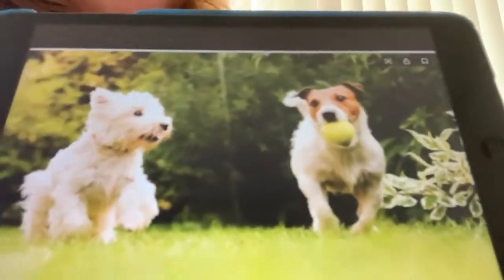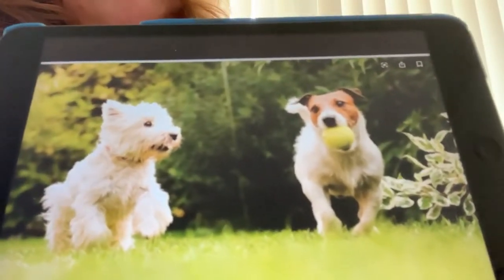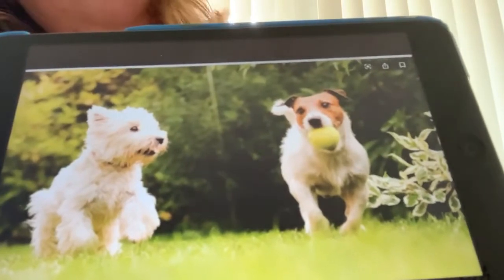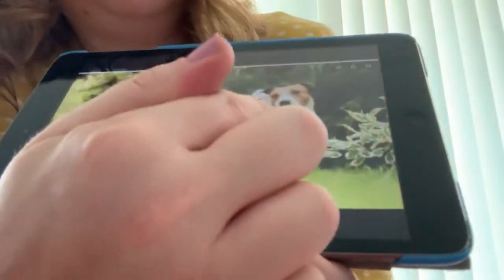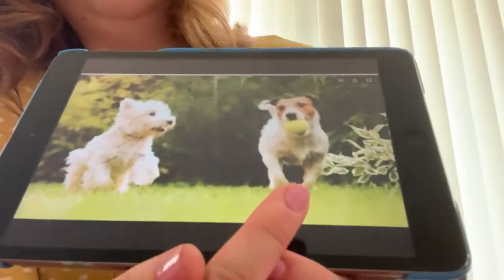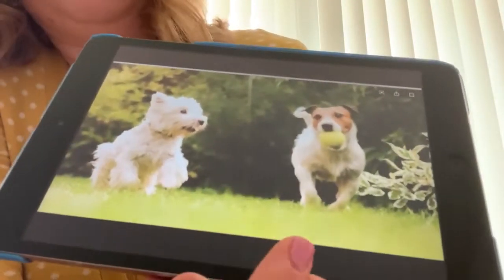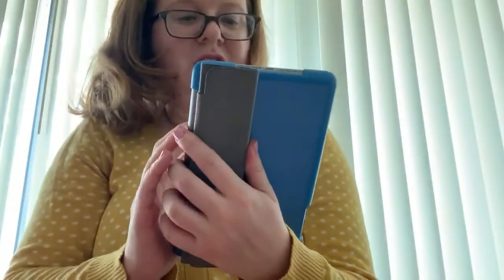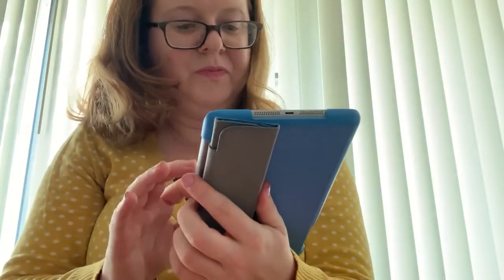Do you notice another big difference between these two dogs? Is there maybe something one dog has that the other one does not have? Yeah, you're right, the tennis ball. This dog is playing with a ball and has it in its mouth, and this dog does not have a ball in its mouth. All right, let's look at one more picture.